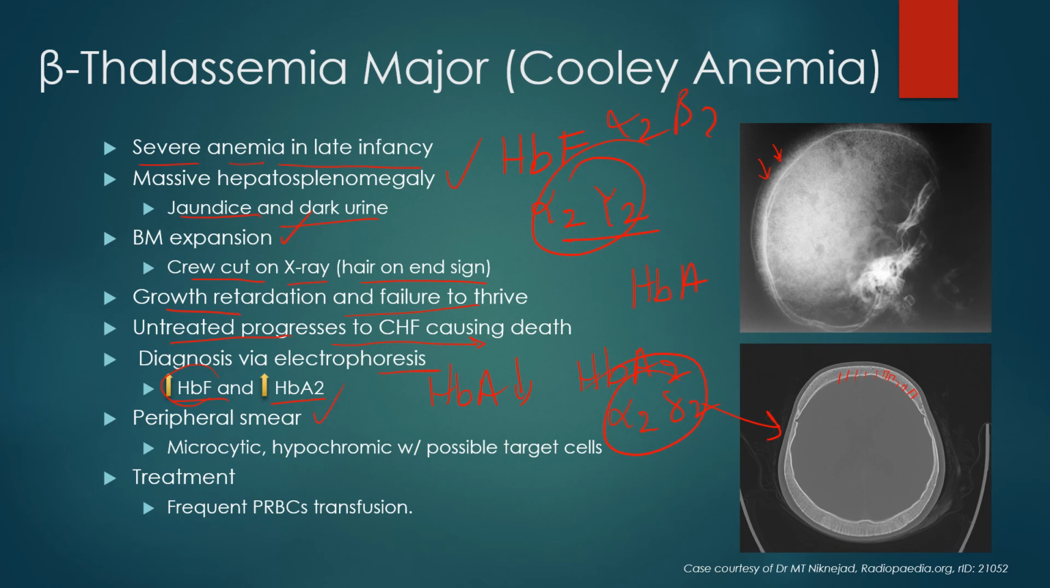If you look at the peripheral smear, we previously spoke about it. It's microcytic hyperchromic with possible target cells. We're going to discuss those in a minute. The treatment for beta thalassemia major is frequent RBC transfusions. And remember, when a patient always has frequent RBC transfusions, there is a chance of hemochromatosis or depositing of iron into tissues that causes inflammation and damage to those particular tissues.